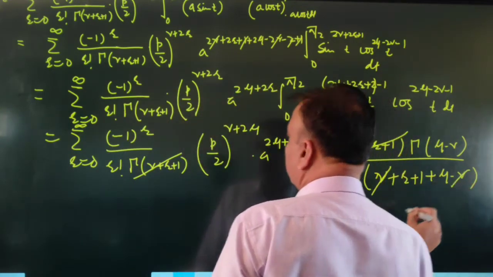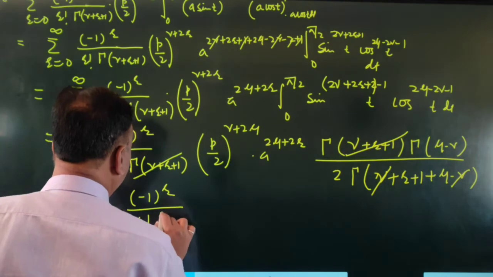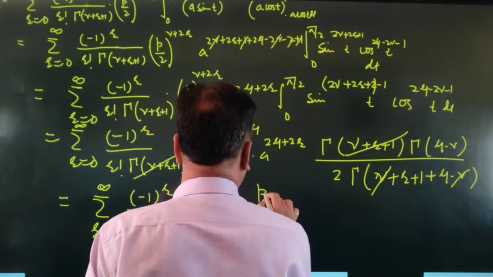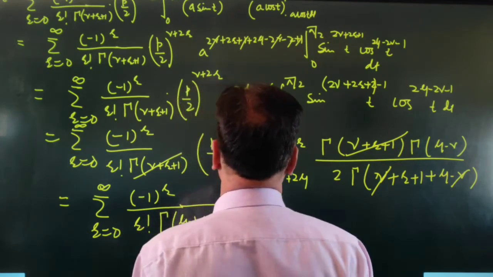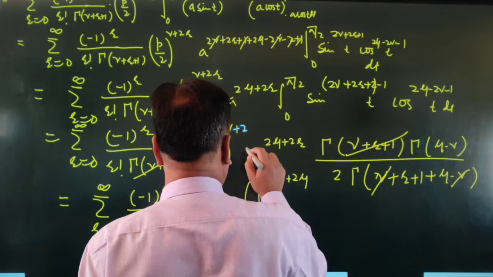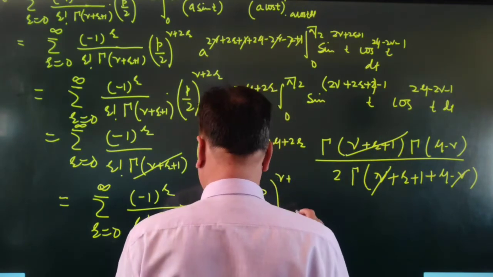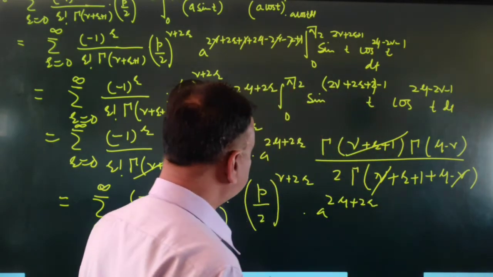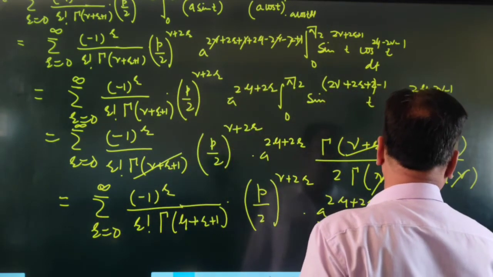and nu also cancelled, so we get this one is summation r equals 0 to infinity, minus 1 raised to r upon factorial r gamma of mu plus r plus 1, p by 2 raised to nu plus 2r, not 2 mu, nu plus 2r, into a raised to 2 mu plus 2r upon 2 into gamma of mu minus nu.